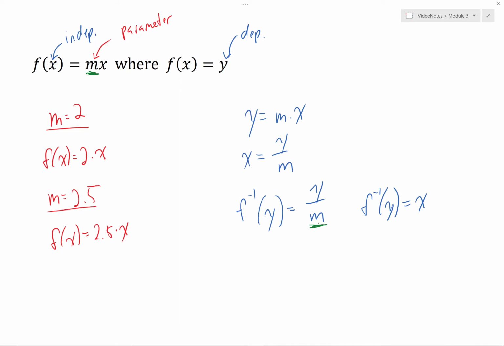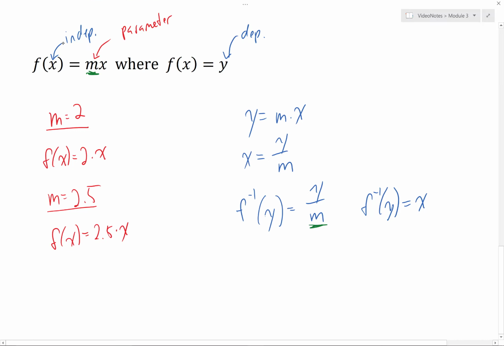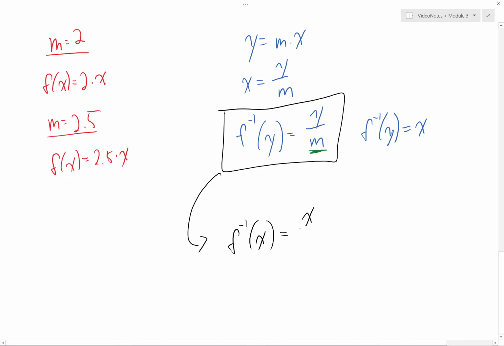Now, we also looked at a slightly confusing convention. Often, mathematicians like to stick with using x as the independent or input variable. So instead of writing f inverse of y is equal to y divided by m, it is common to use x as the input variable to f inverse. So in this case, we're using x as our variable, and f inverse of x would be equal to x divided by m.